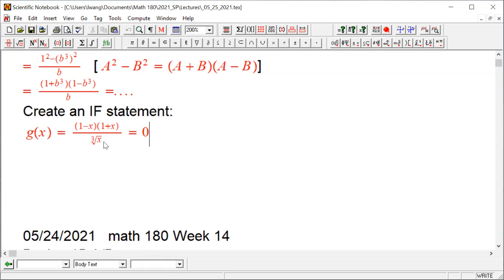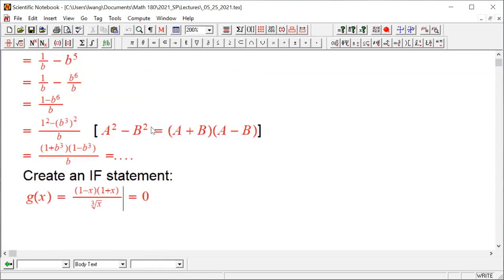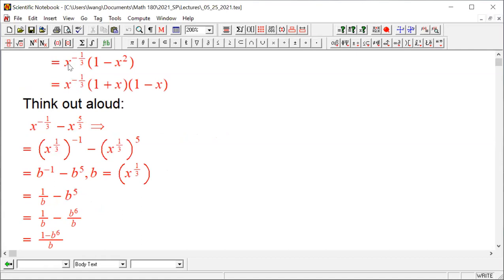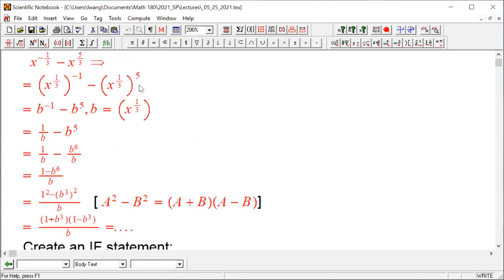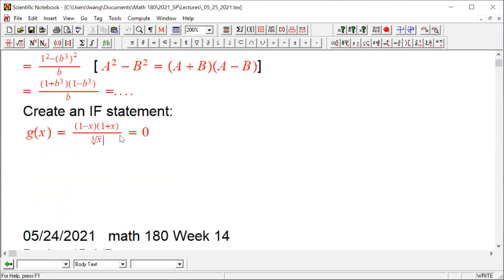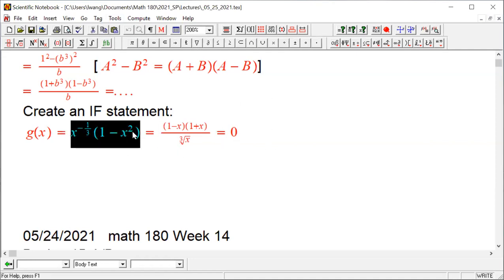And obviously x cannot be 0. You can keep this form, you can keep the factor form, you can also keep this form, whichever one you like, really. Because at this point, you're ready to go anywhere.